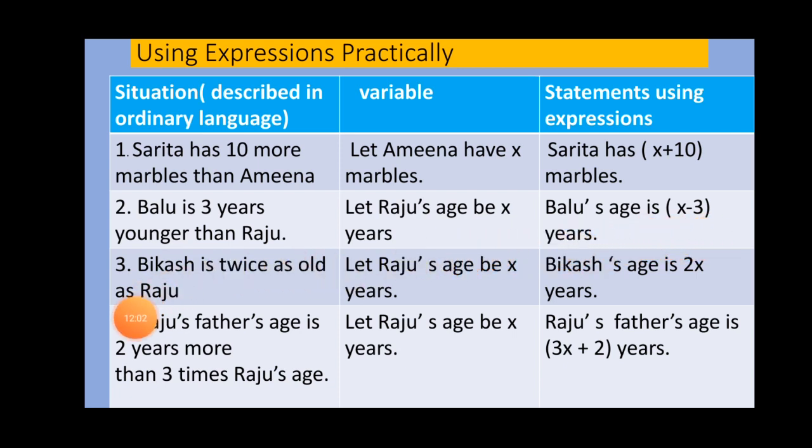Now here comes another statement, that is, Vikas is twice as old as Raju. So let's again take the unknown quantity as the variable x here. As per the ordinary language we have just read, Vikas is twice as old as Raju. So how can we express it? By multiplying 2 with the variable x, we can represent the expression for Vikas' age.